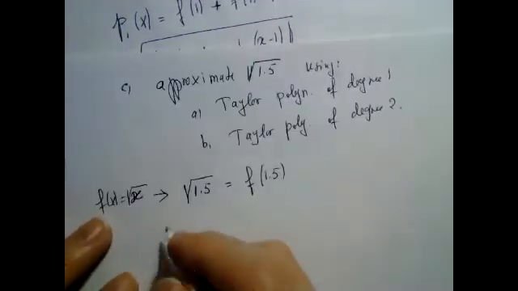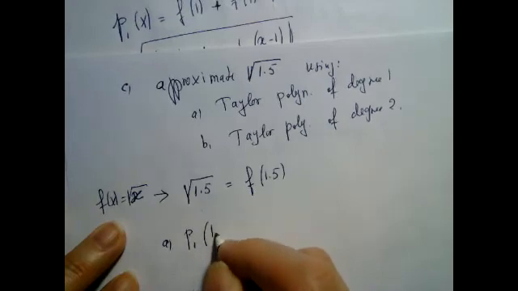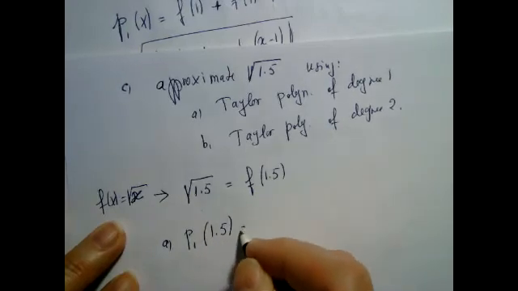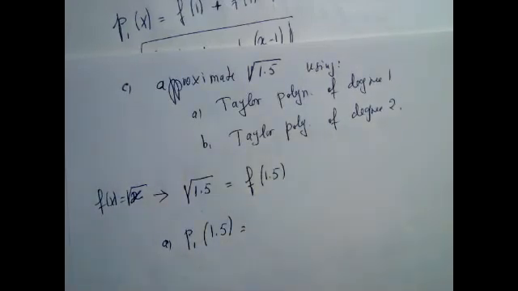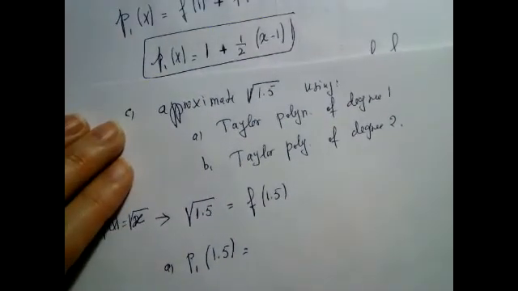So let me write this down. Basically, I want to evaluate the polynomial at 1.5. So instead of evaluating the function, which is really hard to do, I'm going to evaluate the polynomial. What do I get?